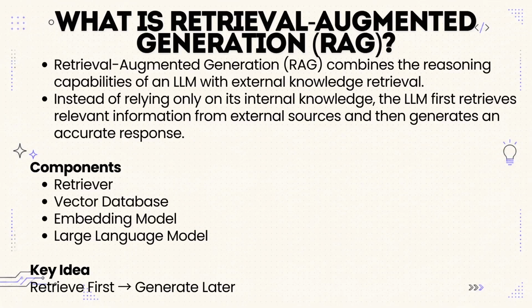So, when I am creating any RAG application, there are certain components which we need to understand. First is the retriever, then comes the vector database, then comes the embedding model, and then comes the LLM. So, the key idea of this entire architecture is retrieve first and then generate later.